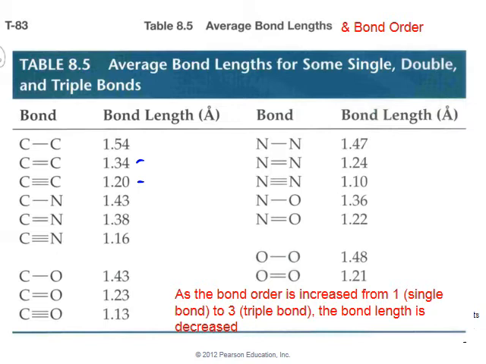And that's understandable, because bond means force of attraction. Double bond means more attractive force. Triple bond would be even more than that. And that's why I need to put extra energy.